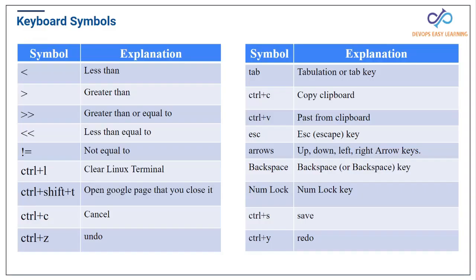Now, last stuff is the control S. The control S, we use that just to save. And the control Y is called redo. As you undo with control Z, you can also use control Y here to redo, right?